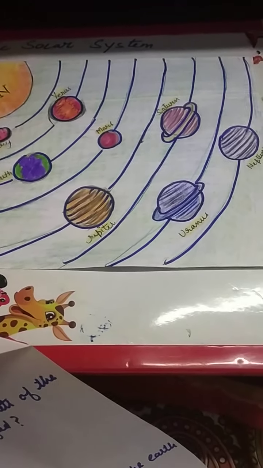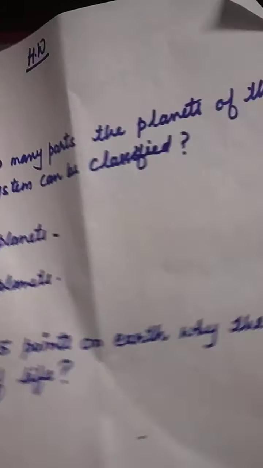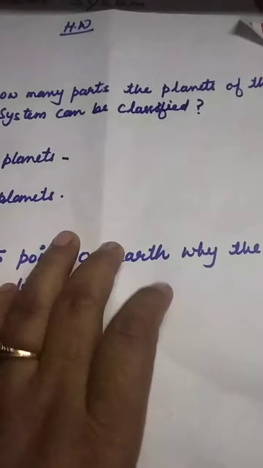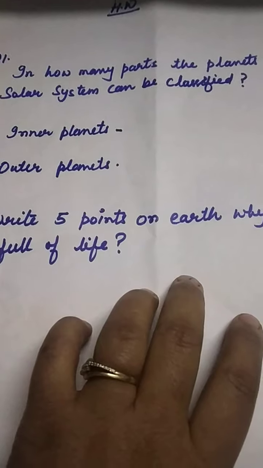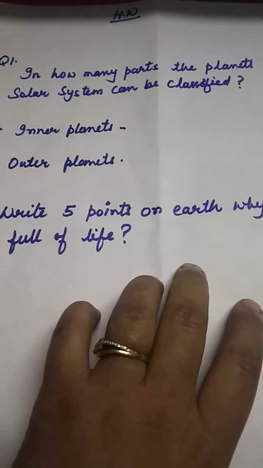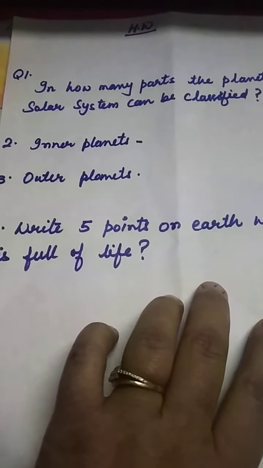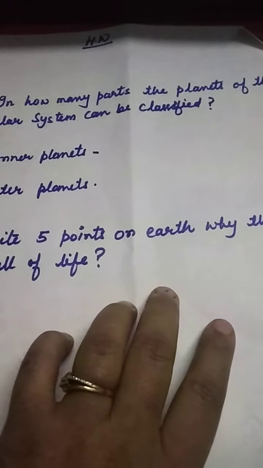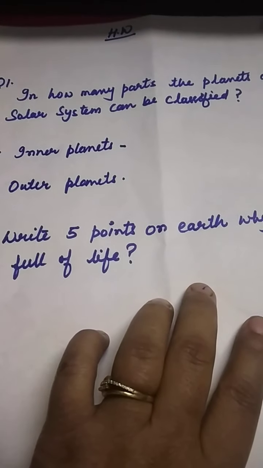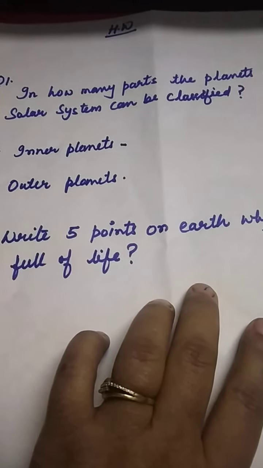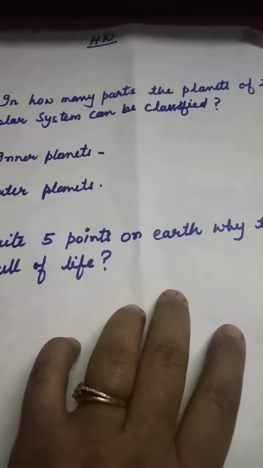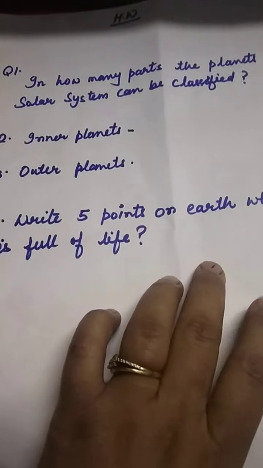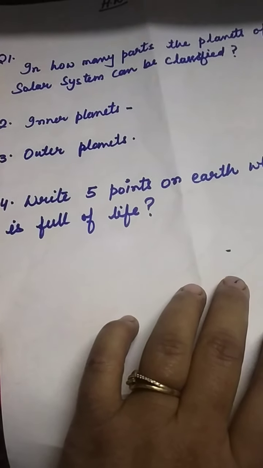So I'm giving a few questions to you, that you have to do by yourself, because I think that after watching this video everything will be very clear to you. Question number 1 is: in how many parts can the planets of the solar system be classified? Yes, you know the answer. Second, inner planets and outer planets.